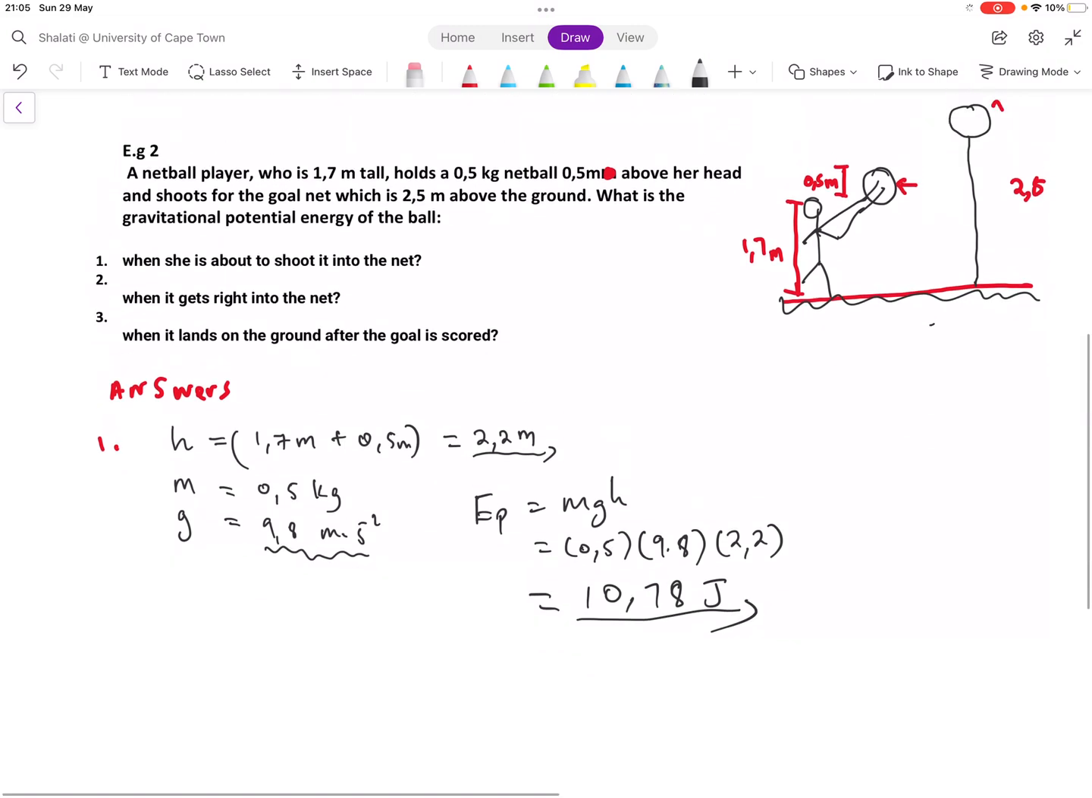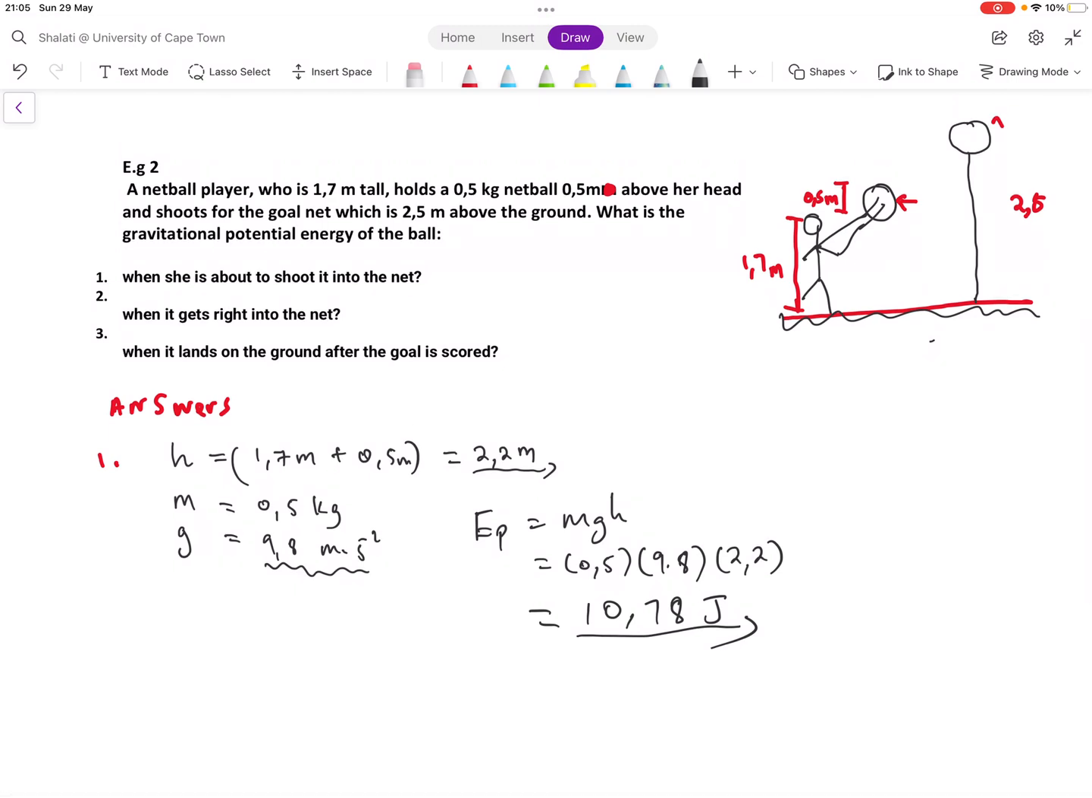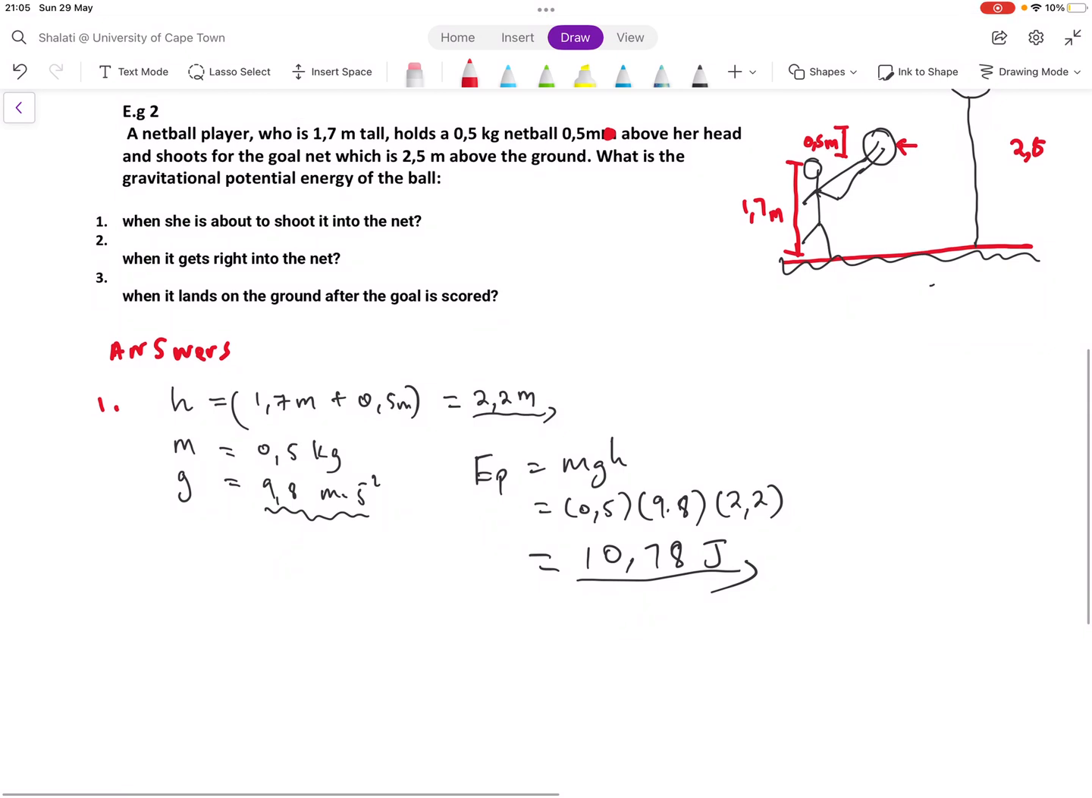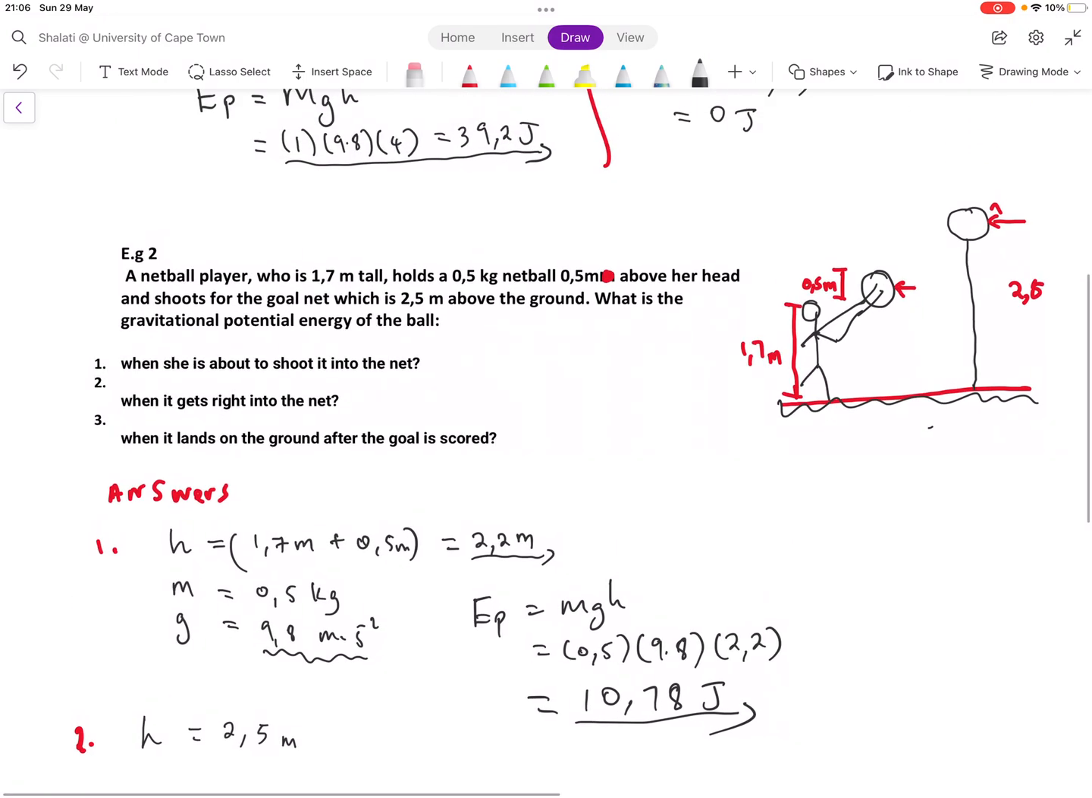Then when it gets right into the net, where is the ball at that moment? It's right where the net is. How high is the net? It's 2.5 meters. So it means that for number 2, the information given is that the height right now is 2.5 meters. Okay, that's where the ball is at this point.